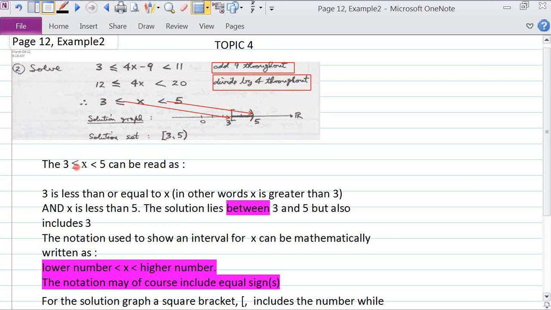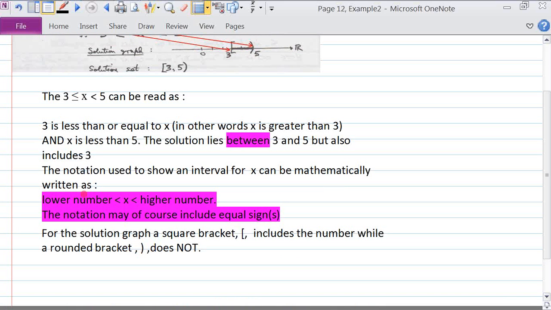So 3 is less than or equal to x is less than 5 can be read: 3 is less than or equal to x. In other words, x is greater than or equal to 3. What we're saying is x is at least 3 if we say that 3 is less than or equal to x. And x is less than 5. So the solution lies between 3 and 5, but also includes the number 3. That's why we have the equal sign, because it can include the number.